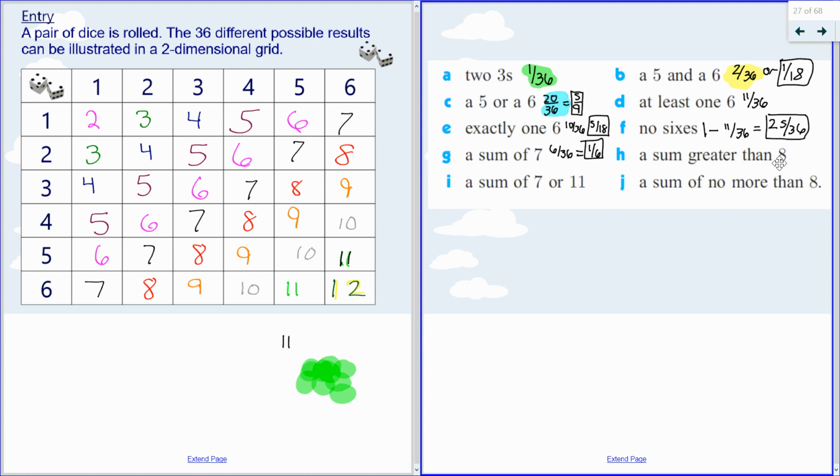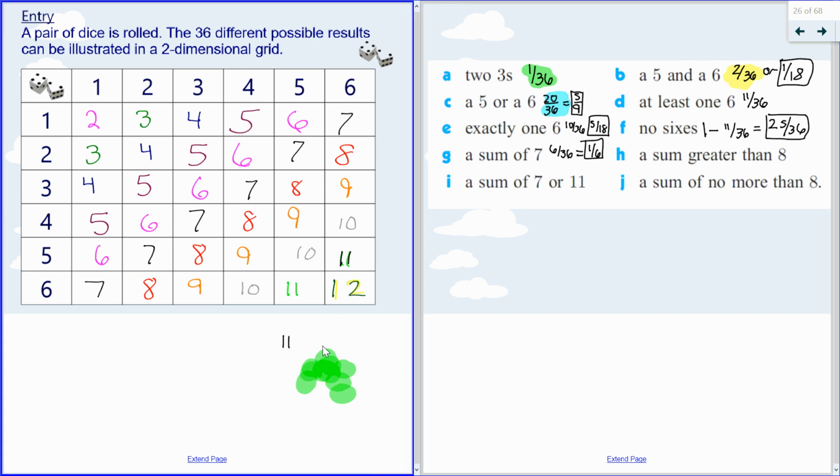How many have a sum greater than 8? Greater than 8. We don't include 8 because it doesn't say 8 or more. It just says greater than 8. So greater than 8, we have 9, 10, 11, and 12.